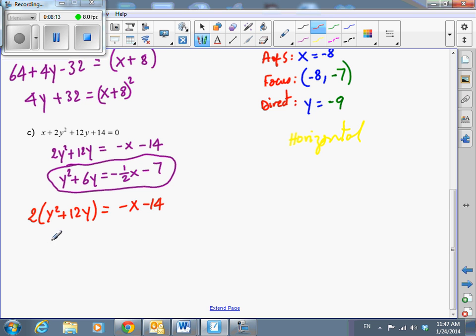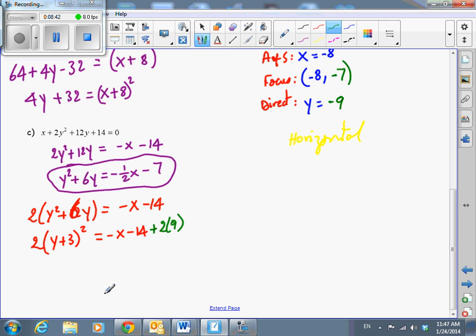What will be inside the parenthesis? Y plus 6. I'm sorry, 3. It was supposed to be 3. Y plus 3, the whole thing squared with a 2 in front, is equal to negative x minus 14. And what do I add? 9 times 2, which is 18.